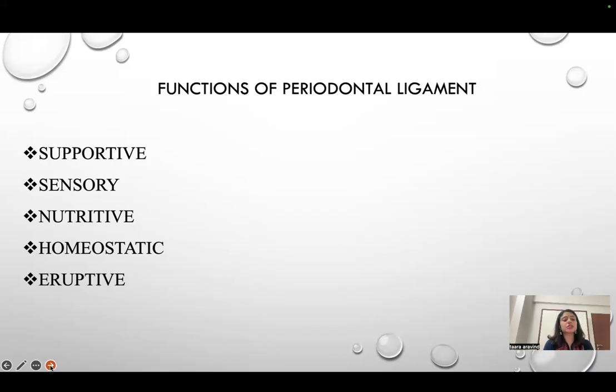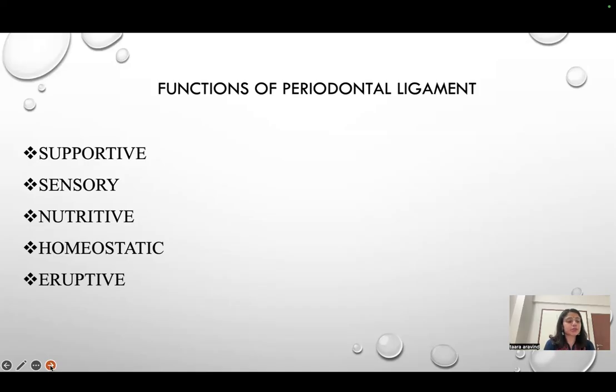Nutritive: the ligament contains blood vessels which provide anabolites and other nutrients required for the cells of the ligament. The blood vessels are also concerned with removal of catabolites, that is the waste products. The fourth function is homeostatic.